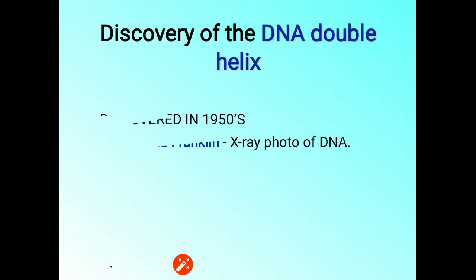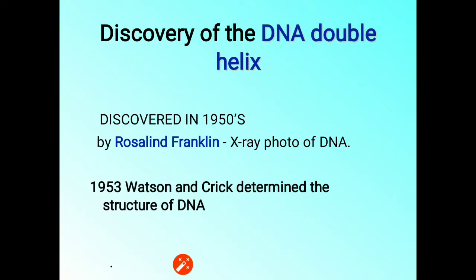Now about the discovery of the DNA double helix. Watson and Crick in 1953 proposed a double helix model of DNA based on the X-ray diffraction data produced by Wilkins and Rosalind Franklin. One of the important features of this model is the complementary base pairing.